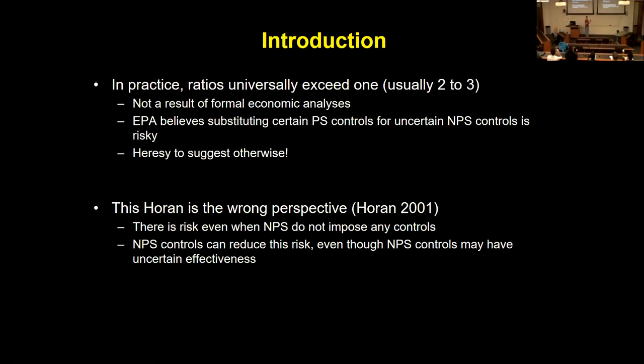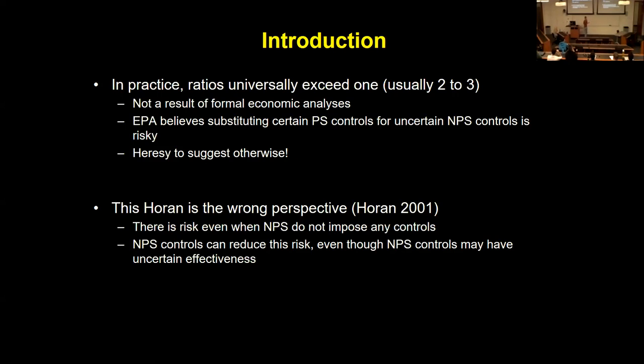They think that you're substituting certain point source controls for uncertain non-point source controls. You know what you're getting with the point sources, but you're not quite sure what you're getting with the non-point sources in terms of the control. And it's heresy to suggest otherwise. I've been in meetings where I've suggested they need ratios less than one, and they've called me a heretic. So this is the wrong perspective.